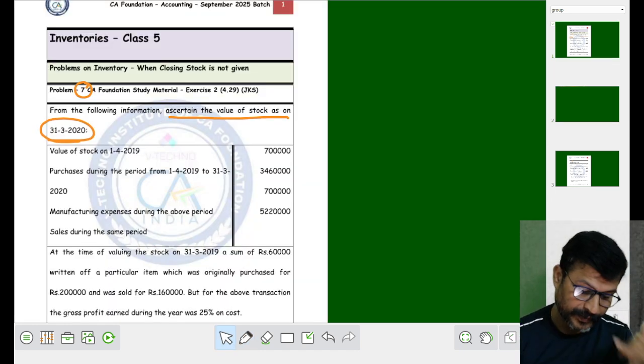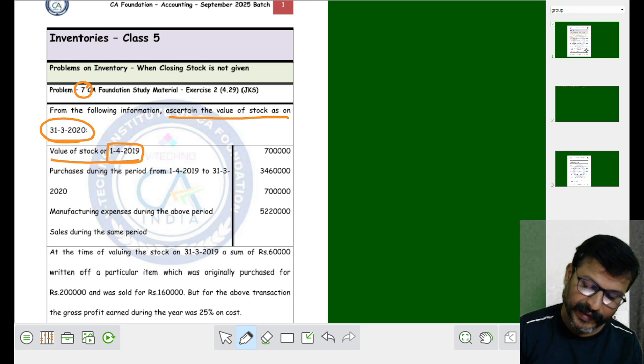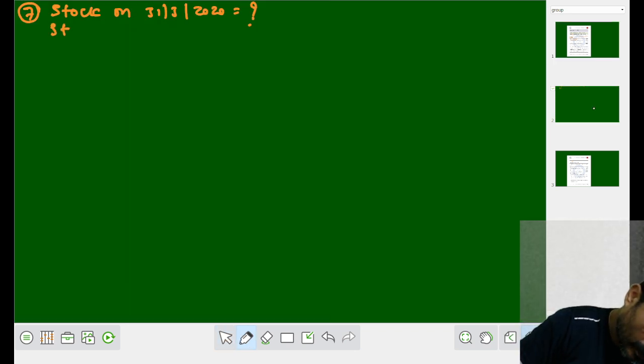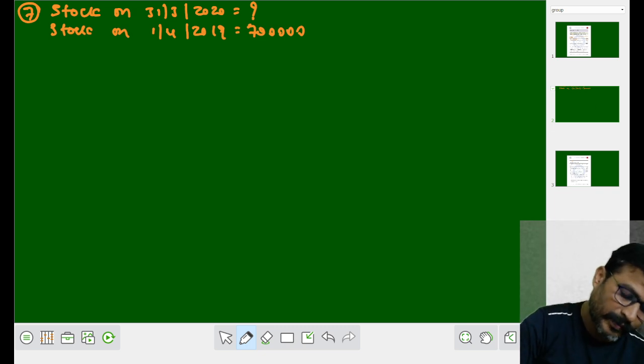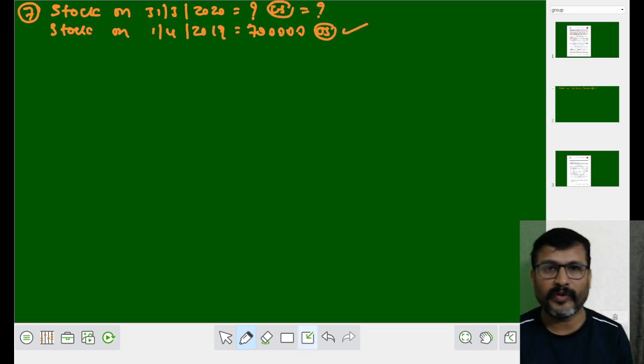Okay, next. A value of stock on April 2019 is given. It is what stock? April 2019. How much is it? 7 lakh. Stock on 1st April 2019 is an amount of rupees 7 lakh. From this we can say that the stock on March 2020 is nothing but closing stock, question mark. This is the opening stock given to you.